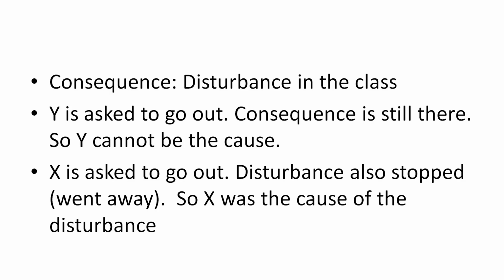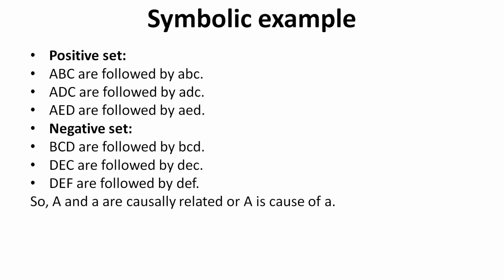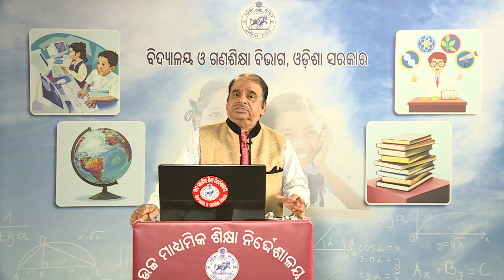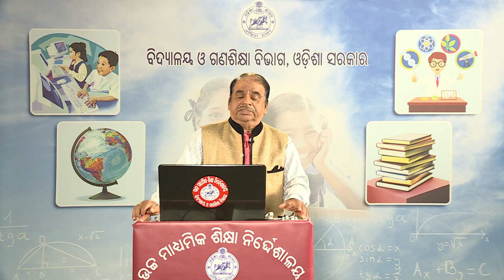Then according to the second principle of elimination, x is the cause, because if we take away the x, the consequence also goes away. Therefore, it is decided that x is the cause of the effect, that consequence. Now, this method can be expressed with the help of a symbolic example, as we find that the two other methods were also expressed with the help of symbolic examples.